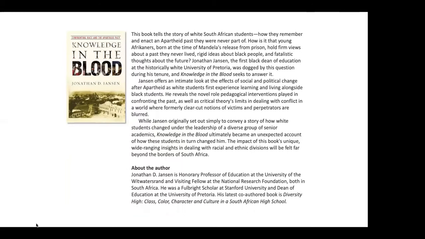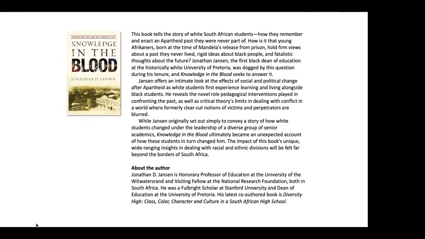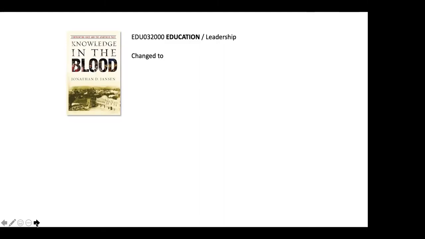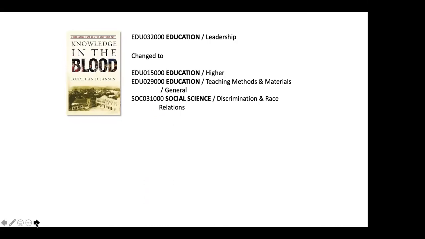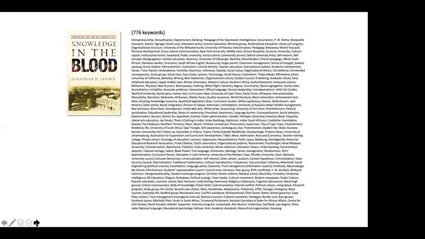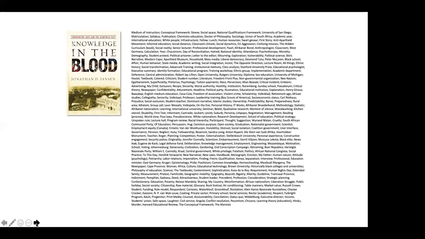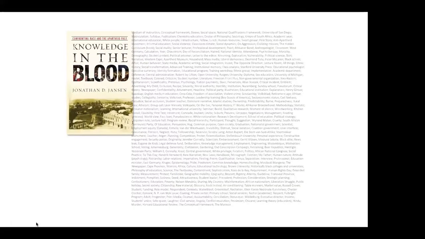And this is what was said about it in terms of the information available. And then in terms of what happened, this was the code that existed, so education with the subtopic of leadership, and this is what we changed it to. So higher education, teaching methods and materials, and social science, discrimination, and race. And we also found 776 keywords, and typically publishers have anything from 0 to about 12. So this gives, again, that sense of incredible granularity that AI is able to provide using a knowledge graph that wouldn't otherwise be possible.